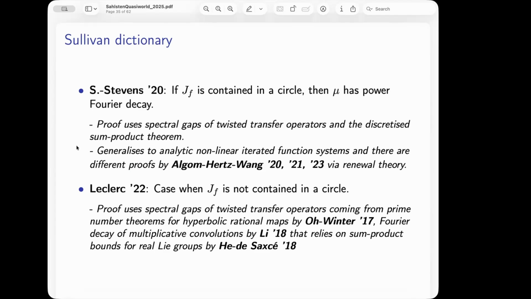So this is in the spirit of the Sullivan dictionary. You can use some tools from the same setting, but then do a different idea. And the key to why you can use it is that the Markov partition can be constructed here, and you can use the same thermodynamic setting. So the coding is actually so important in this picture.